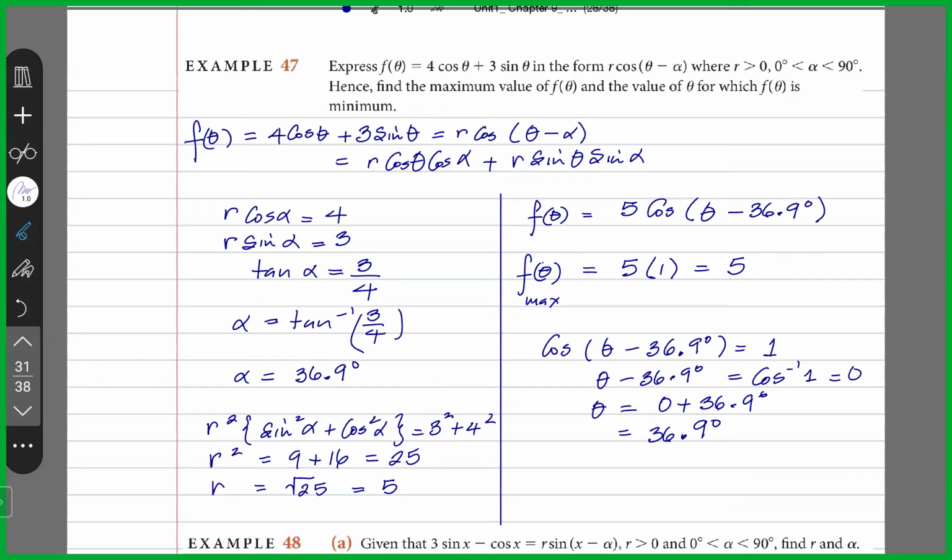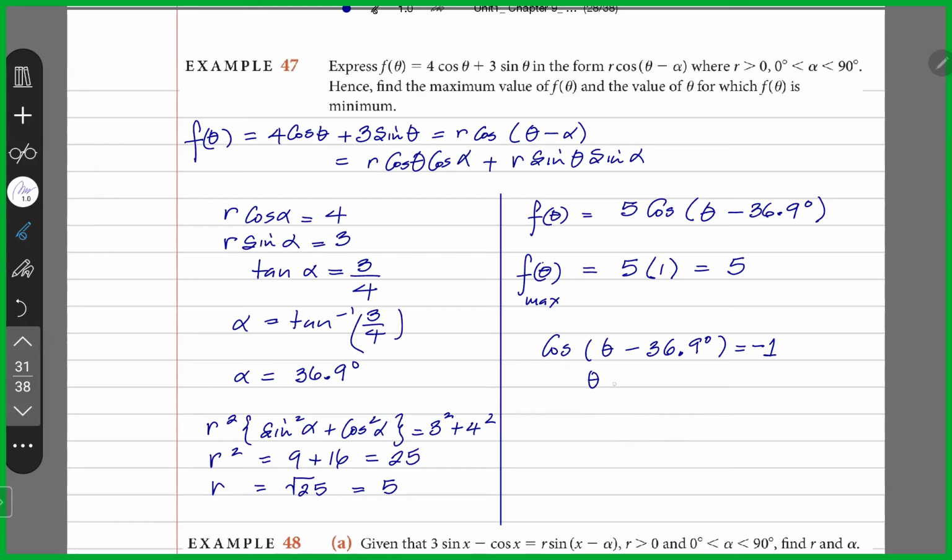All right, so I just realized that I made an error. The last part of the question is asking us for the value of theta for which f of theta is a minimum. Now, f of theta is a minimum when the cosine of theta minus alpha is equal to -1. So this should be -1 here.